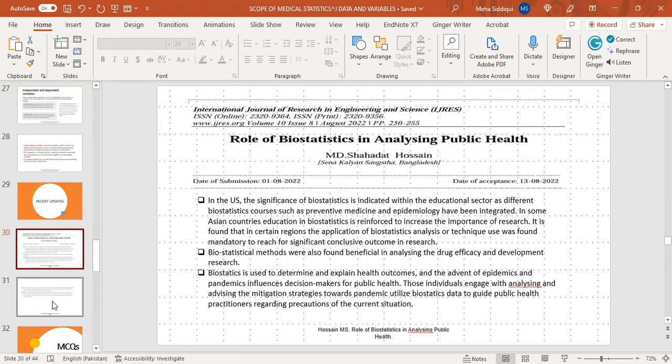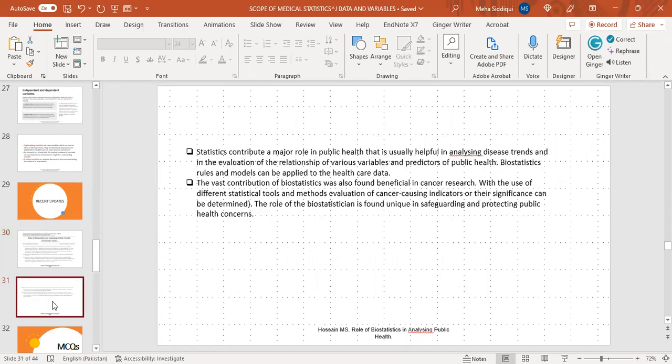It is used to determine and explain health outcomes in the advent of epidemics and pandemics and influences decision makers for public health. Those individuals engaged in analyzing and advising mitigation strategies for the pandemic utilize biostatistics data to guide public health practitioners regarding precautions for the current situation. Statistics contribute a major role in public health, usually helpful in analyzing disease trends and the relationship of various variables and predictors of public health.